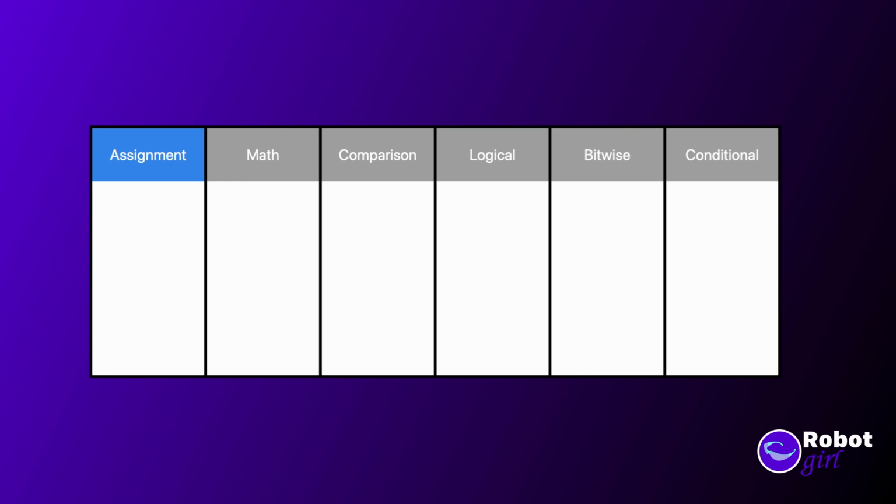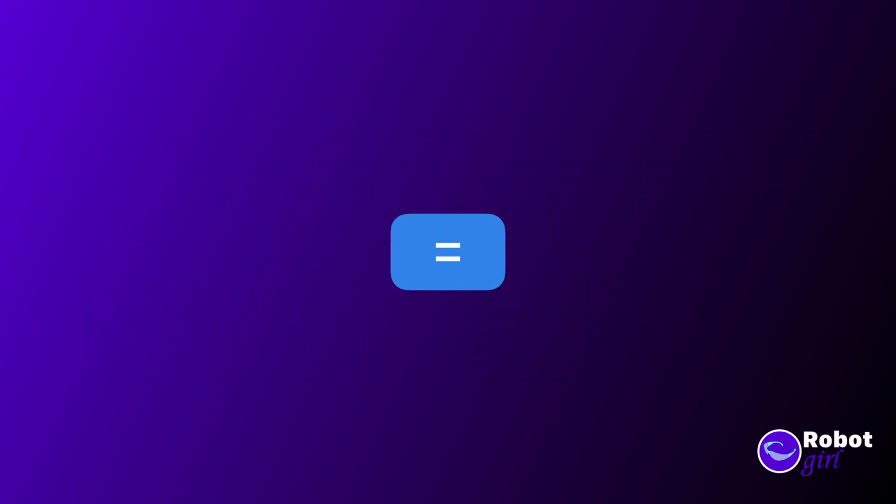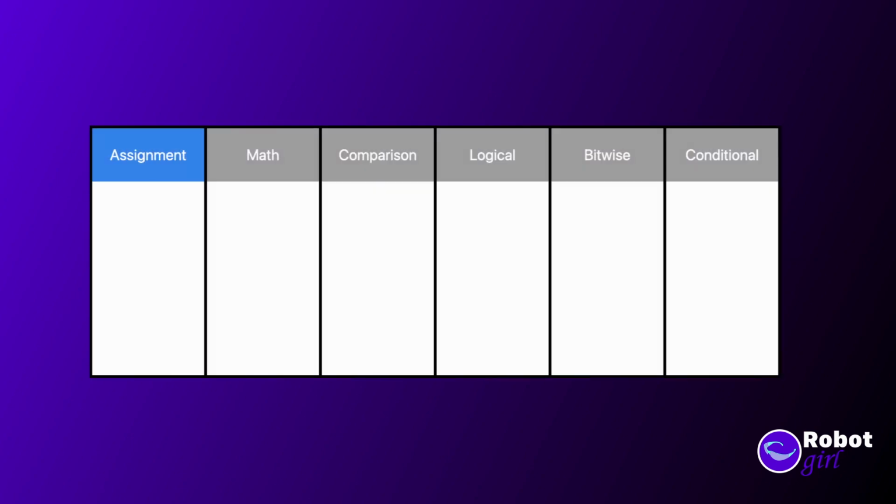There is only a single operator sitting in this category, and you've already seen it in a previous video. It's the almighty equals sign. Of all the operators, this is the one you'll use the most. Its job is to take a value on the right side of the expression and store it in the variable on the left side.